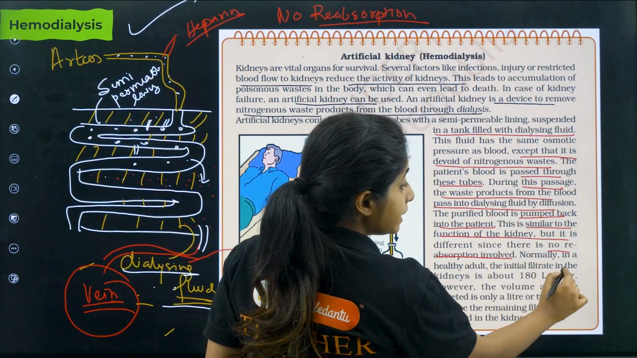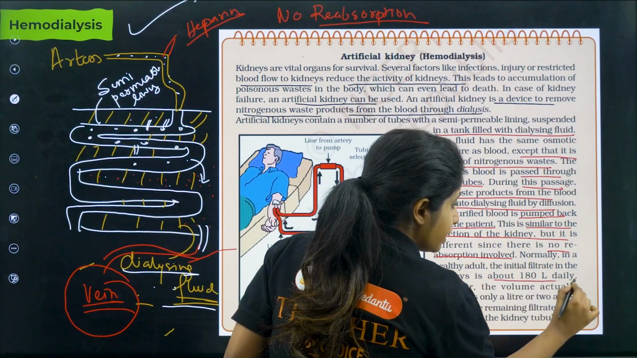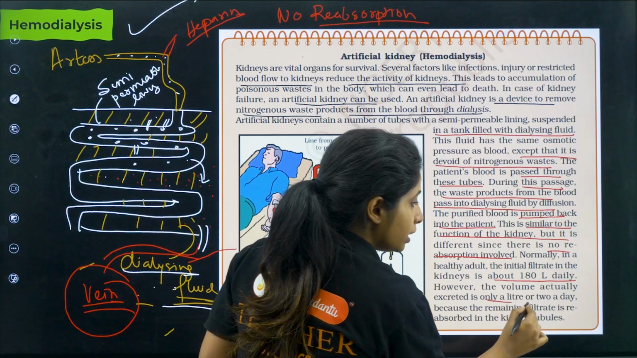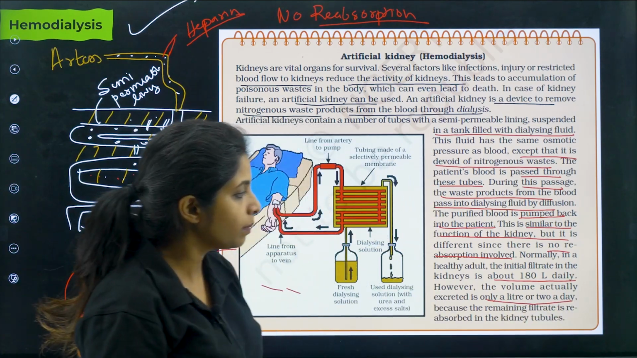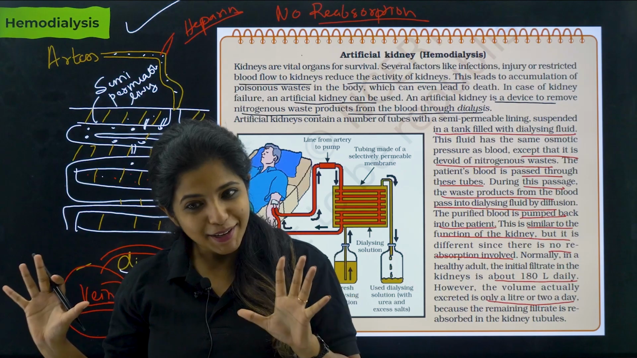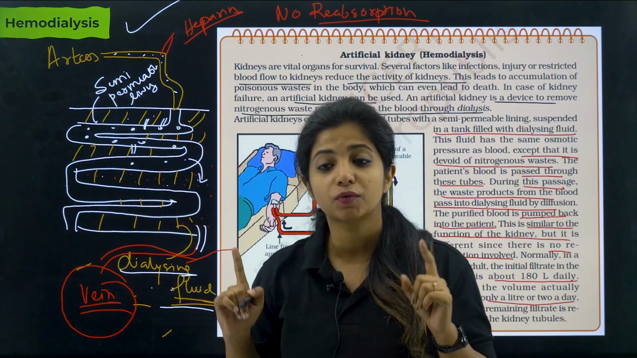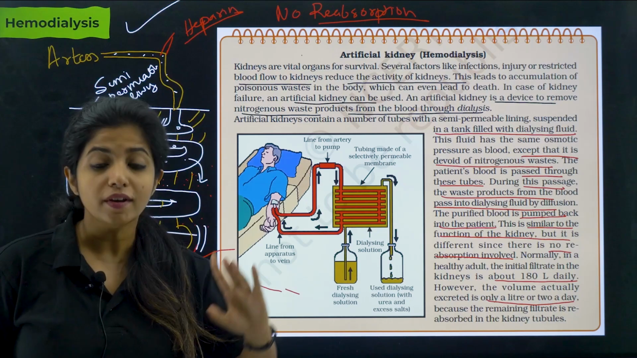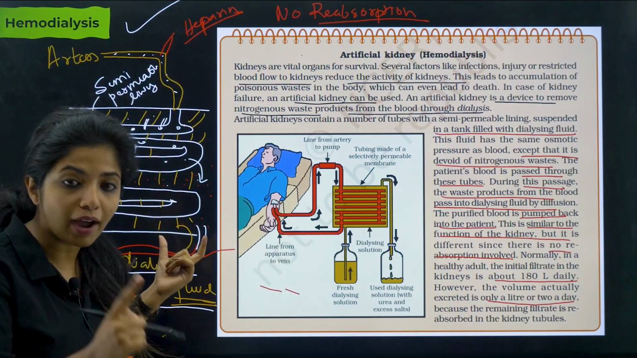Okay. Now, normally in a healthy adult, the initial filtrate in the kidney is about 180 liters daily. However, the volume actually excreted is only a liter or two a day, because the remaining filtrate is reabsorbed in the kidney tubules. I hope now this is clear. Please remember the working principle of the hemodialysis machine. Very, very important for you to know. And always remember, the dialysing fluid, you have to change it.